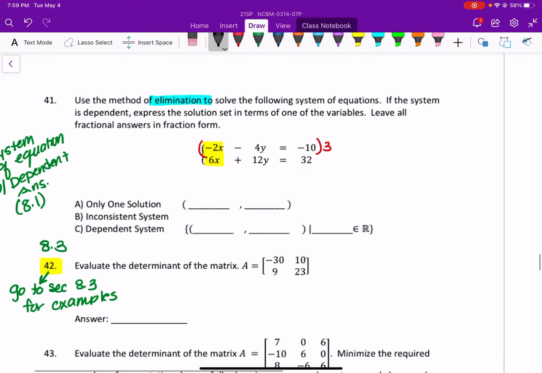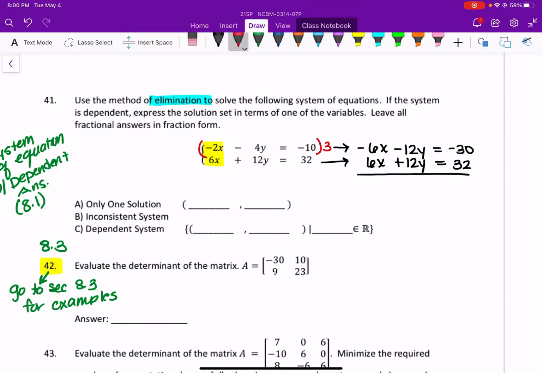When we do that, that's going to give us -6x minus 12y equal to -30. We're going to bring this guy over. So 6x plus 12y is equal to 32. Now we do have a little bit of an issue here because not only do my x's cancel, but my y's actually cancel as well, leaving me neither one of those. So that's going to be 0. But over here, -30 plus 32, that's going to leave me 2. So the numbers ended up not canceling out.